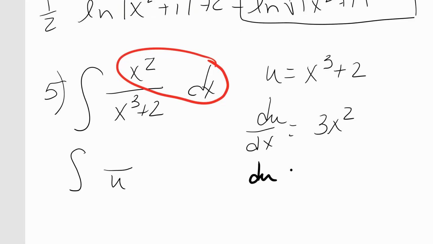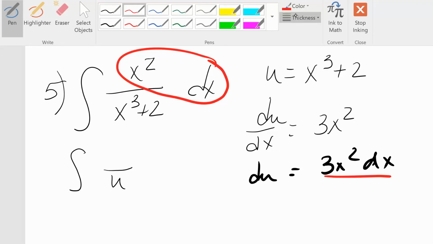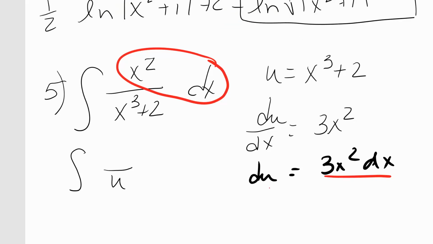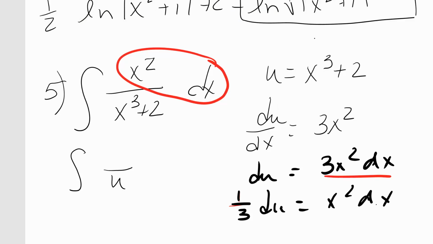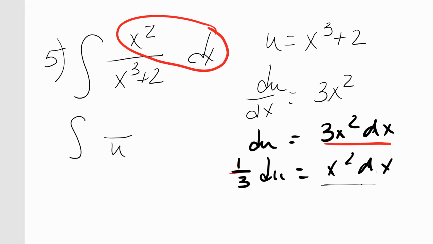So I'm going to do du equals 3x squared dx. It still doesn't match up exactly. I have to get rid of that 3. So I am going to divide each side by 3. So I get 1/3 du equals x squared dx. So now it does match up exactly. So I can go ahead and write this up now. So I'm going to get rid of the x squared dx and put in what x squared dx equals, which is 1/3 du. There's nothing left in the numerator now, so a 1 goes there.